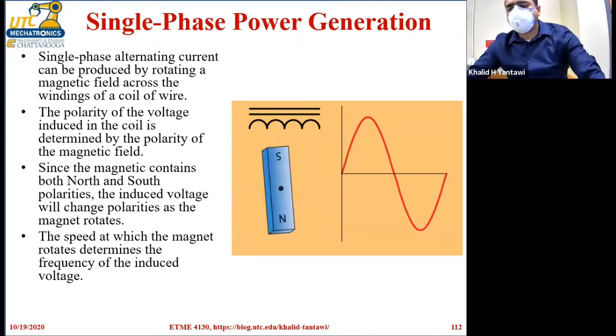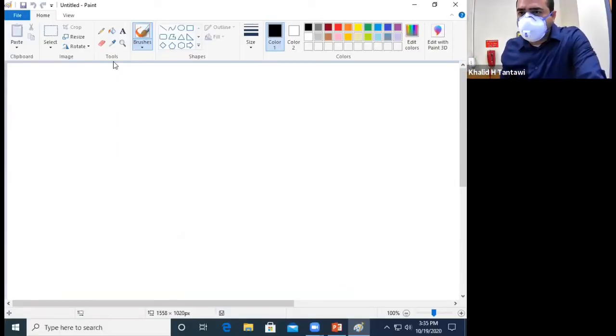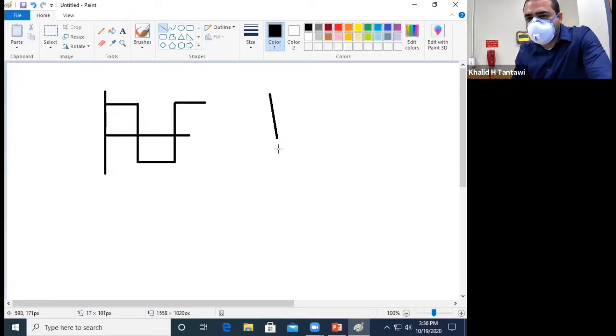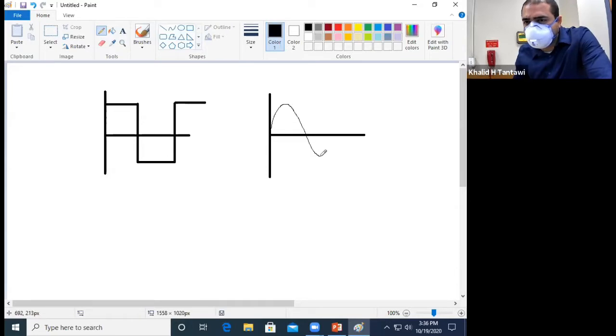Before we start, let me ask you this question. First we have to know the definition of AC, right? You need to know the definition of what's an AC signal. So we have a signal that looks like this. And we have another signal that looks like this. And we have a signal that looks like this.